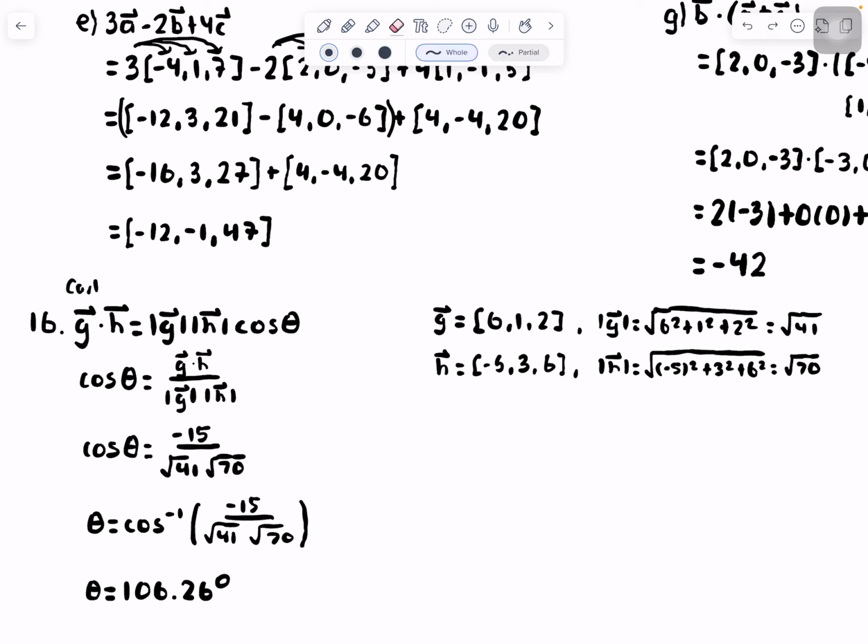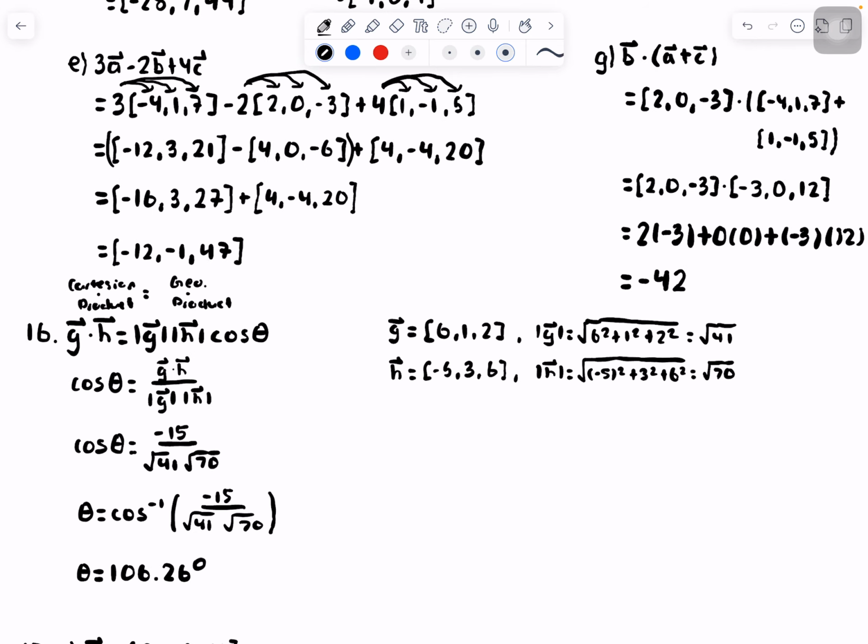We equate the Cartesian dot product with the geometric dot product. Okay, and then we just isolate for theta. So bringing cos theta over to one side, I get g dot h, all divided by the magnitude of g times the magnitude of h.